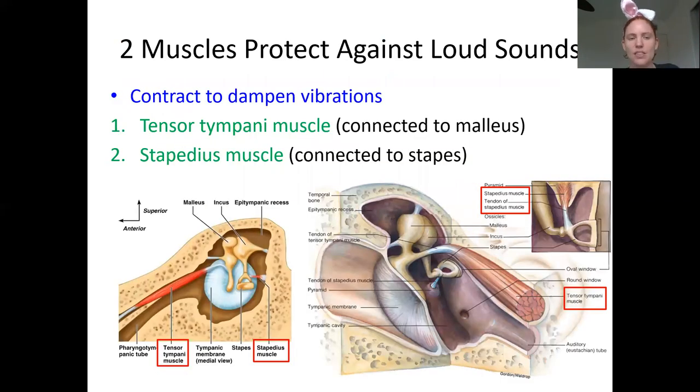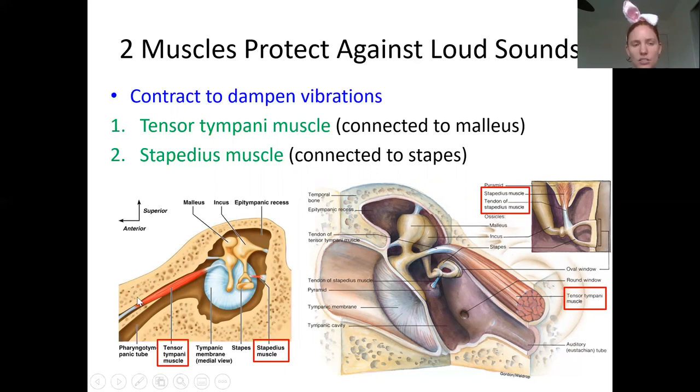Now, also in that middle ear here, you also have two muscles, and the function of both of those muscles is to contract, to hold things steady. And what they do is they help protect the hair cells in the cochlea from vibrations that are too intense, so noises that are too loud. So when the noises become too loud and the vibrations are too intense, that would damage those hair cells.